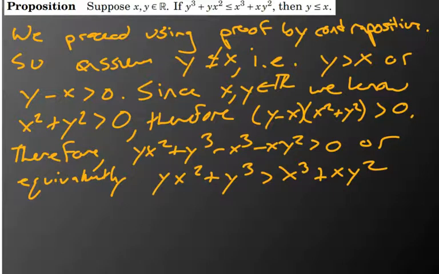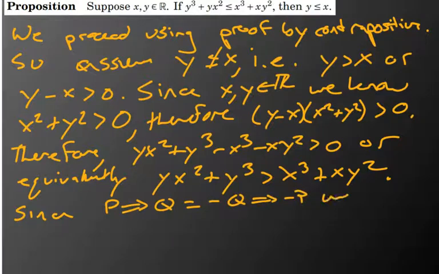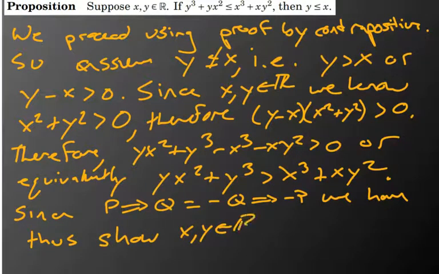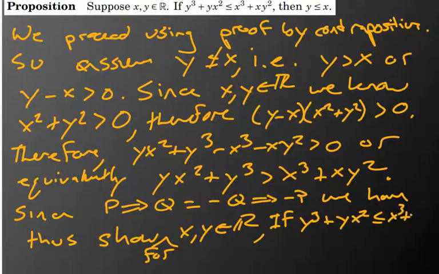And then you could just say something like, since P implies Q is logically equivalent to not Q implies not P, we have thus shown that for x, y in R, if y cubed plus yx squared is less than x cubed plus xy squared, then you have y is less than or equal to x. Done. QED.